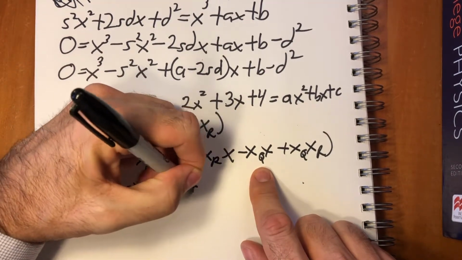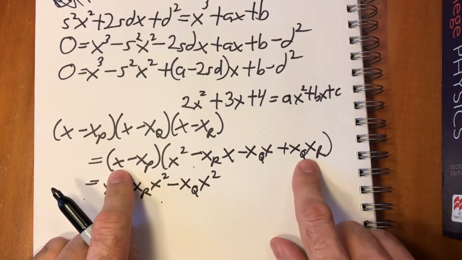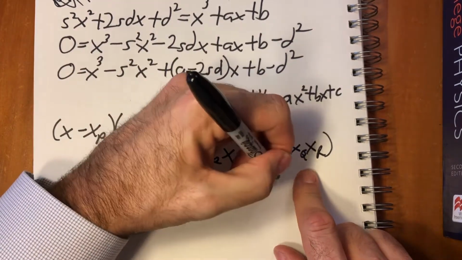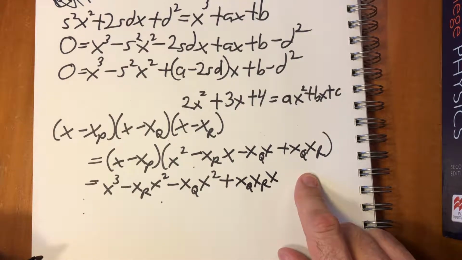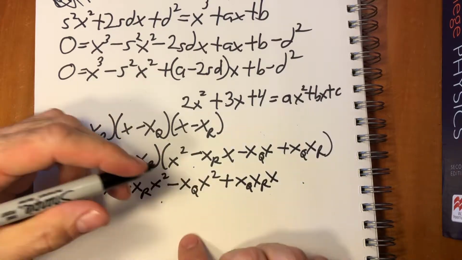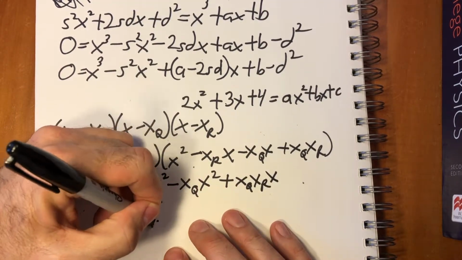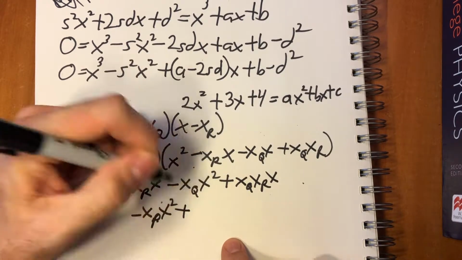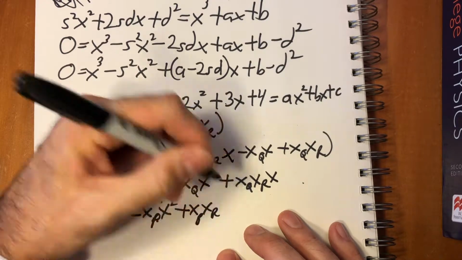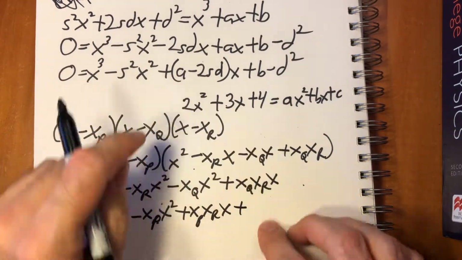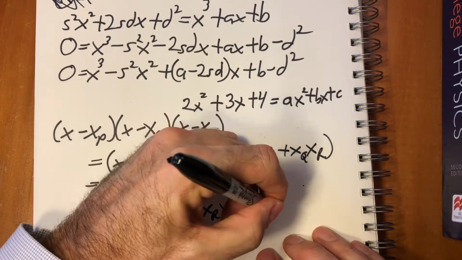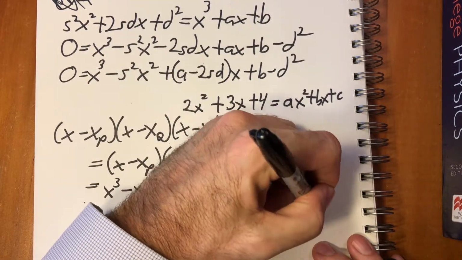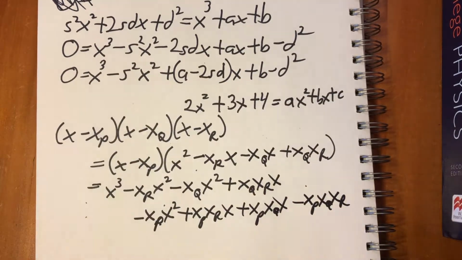minus xq x squared plus xq xrx, and then this minus xp x squared plus xp xrx plus xp xqx minus xp xq xr. Well, it'll be a miracle if we get this right, right?